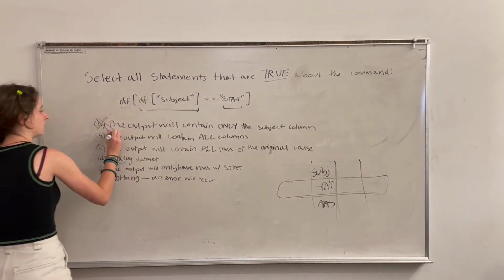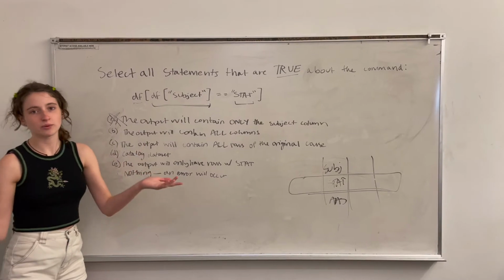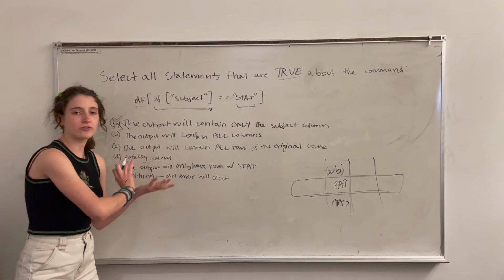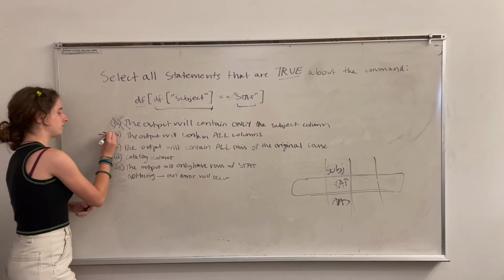Cross that out. Okay, the second one, the output will contain all columns. That's kind of what I just said. It'll still keep all information about the rows that have stat in their subject. So this is actually true.